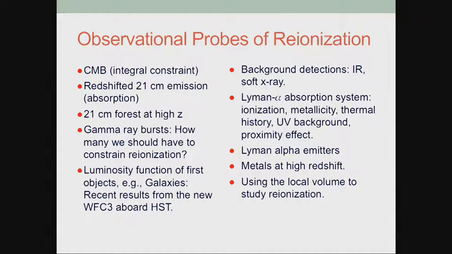It's a long list. I'll start with the CMB, actually. You heard about it. I'll go a little bit into detail why the CMB can tell us anything about reionization. So that's the first thing, a little bit in terms of the physics of the CMB.